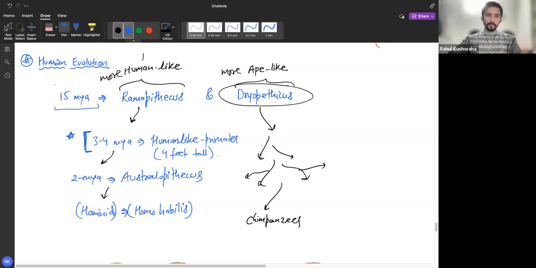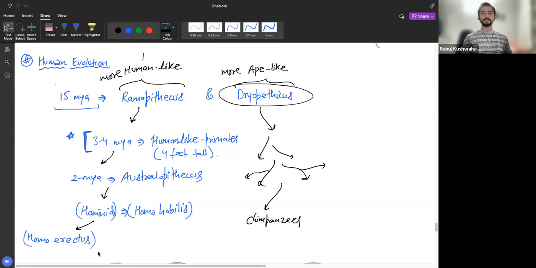Then from this point onwards, we have a lot of different evidences. We have evidence of the Java man, which we call fossils from Java, which was, I think, discovered in the late 19th century. Yeah, more than 200 years ago, maybe. And these were the fossils of Homo erectus. Now, again, another Homo.